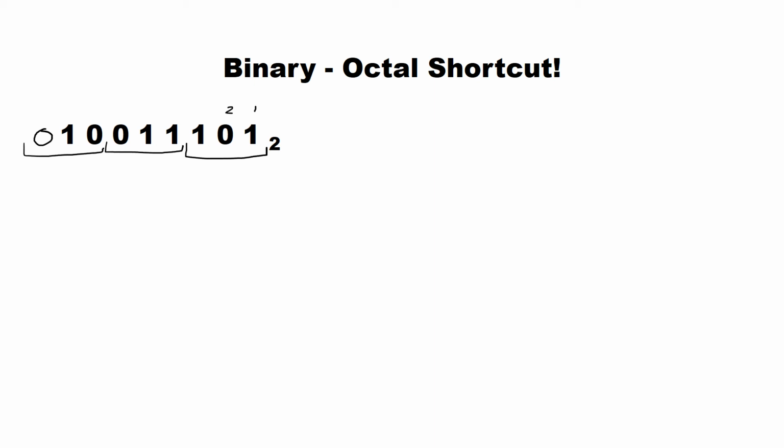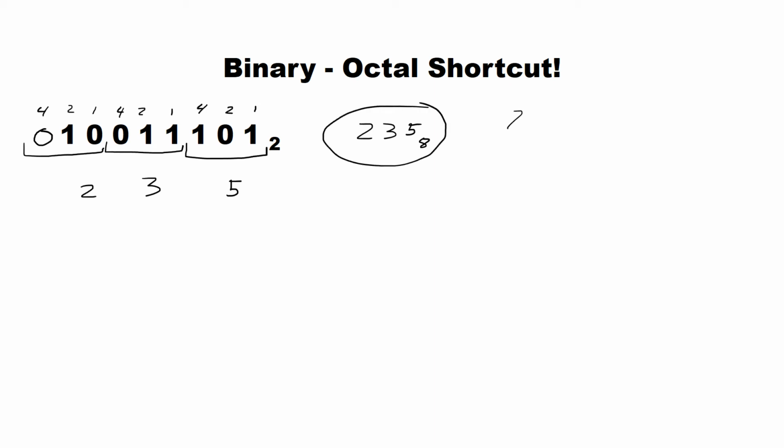So here I have a group of 3. This is the ones place, the twos place, and the fours place in binary. 4 plus 1 is 5, so that is a 5 in octal. The ones place, the twos place, the fours place, 2 plus 1 is 3. That's a 3 in octal. The ones place, the twos place, the fours place, that is a 2 in octal. So this number in binary is the same thing as 235 in base 8 or octal, and we can convert back the other way. So let me do that.